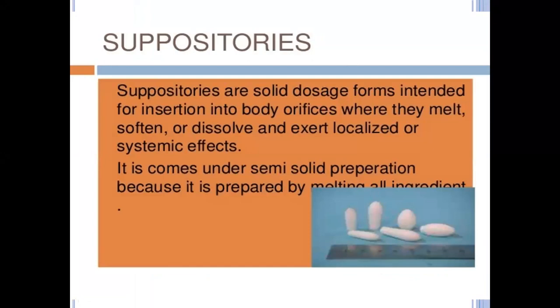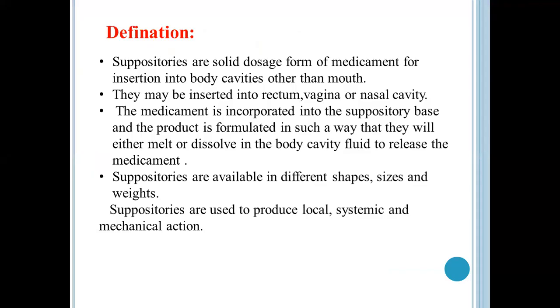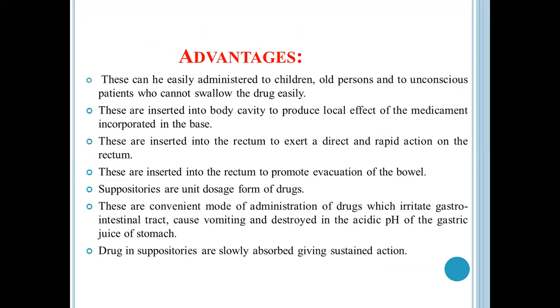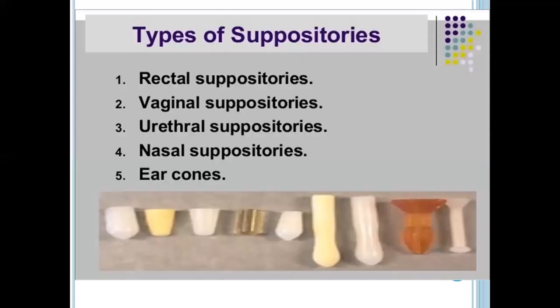These suppositories are inserted into body cavities other than the mouth cavity, such as the rectum, vagina or nasal cavities. At the site of their insertion, at that local place, they show their local effect or systemic effect. The next points we discuss are their advantages, disadvantages, and then their types.